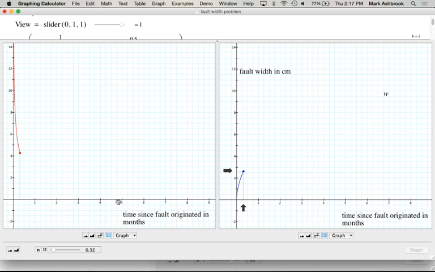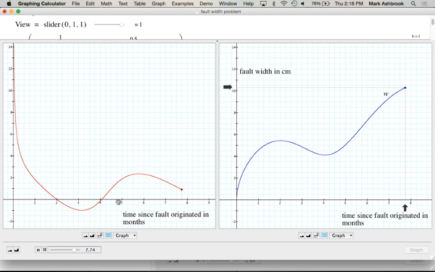We go back to these bedrock principles that when the fault width is increasing, what do we know about the rate of change function? It's positive, right? When the fault width is increasing, we got a positive rate of change, which shows up how on the graph over there? How does positive rate of change show up? Above the x-axis, right? When the fault width is decreasing, rate of change is?